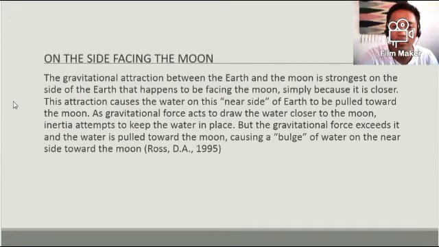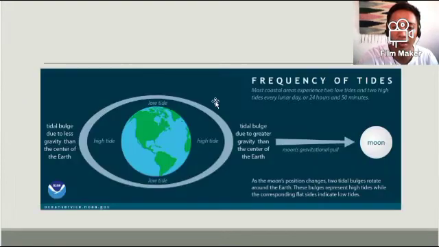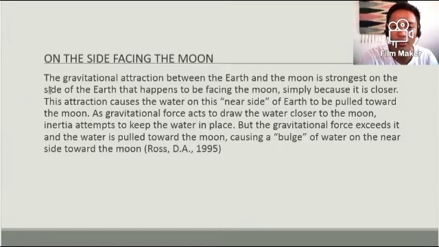So on the side facing the moon, here is the image facing the moon. The gravitational attraction between the earth and the moon is strongest on the side of the earth that happens to be facing the moon, simply because it is closer. This attraction causes the water on this near side of the earth to be pulled toward the moon. As gravitational force acts to draw the water closer to the moon, inertia attempts to keep the water in place, but gravitational force exceeds it and the water is pulled toward the moon, causing a bulge of water on the near side toward the moon.